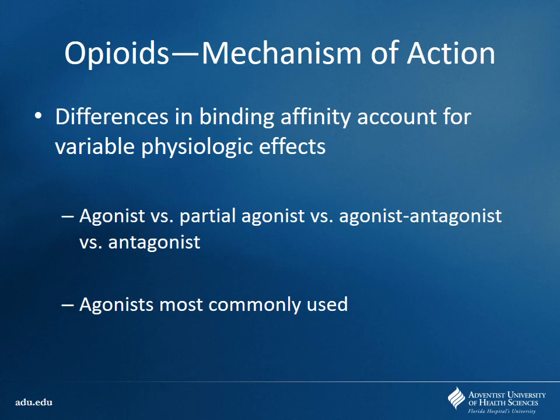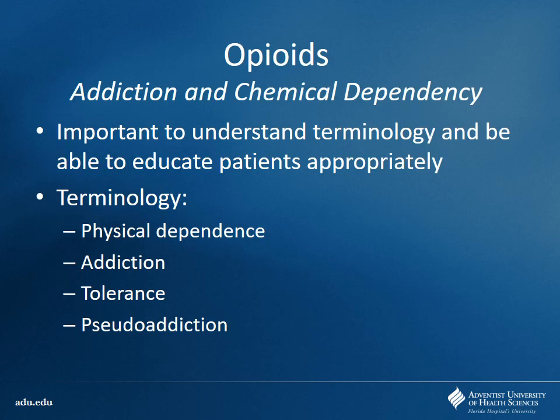But the agonists are going to be the most commonly used. So you think morphine, you think fentanyl, you think methadone, those are all going to be full agonists that we'll talk about in more detail probably soon. Let me just finish this section up here. As far as terminology goes, when I say physical dependence, what do you think that means?